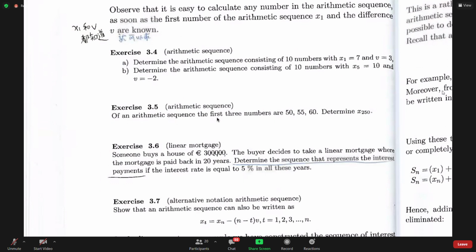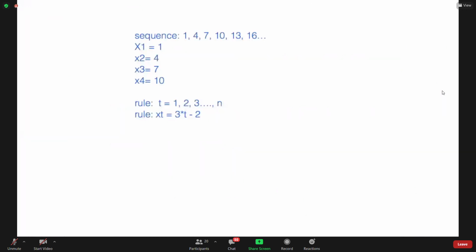Of an arithmetic sequence, the first three numbers are 50, 55, and 60. So x1 is 50, x2 is 55, x3 is 60. And we are asked to determine x250. Let's go ahead. So the first three numbers are, I'm going to write them. X1 is equal to 50, x2 is equal to 55, x3 is equal to 60. What is x250?